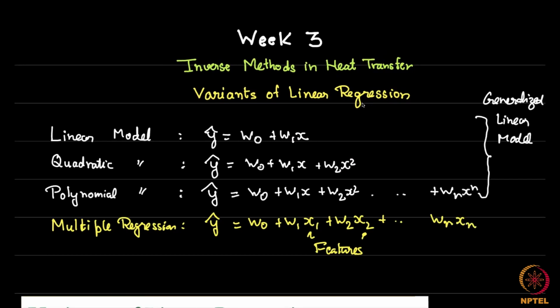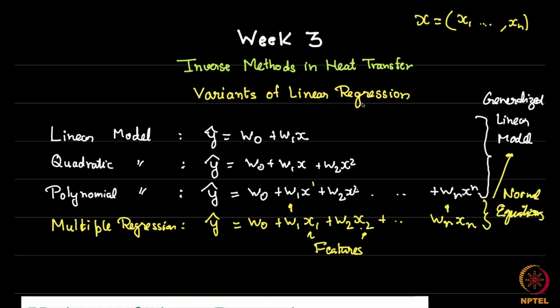So for example, if x itself is made up of multiple parts, x is a vector, x1 through xn, you can use this multiple regression. Now we can also see that there is a one-to-one correspondence here. That is, you can think of x as simply x power 1 and x2 as x square, and this is how we actually solved the linear model. And all of these, including this, can be handled with normal equations, which we saw in the last couple of parts. Now, what we are going to do in this video is to look at variants.